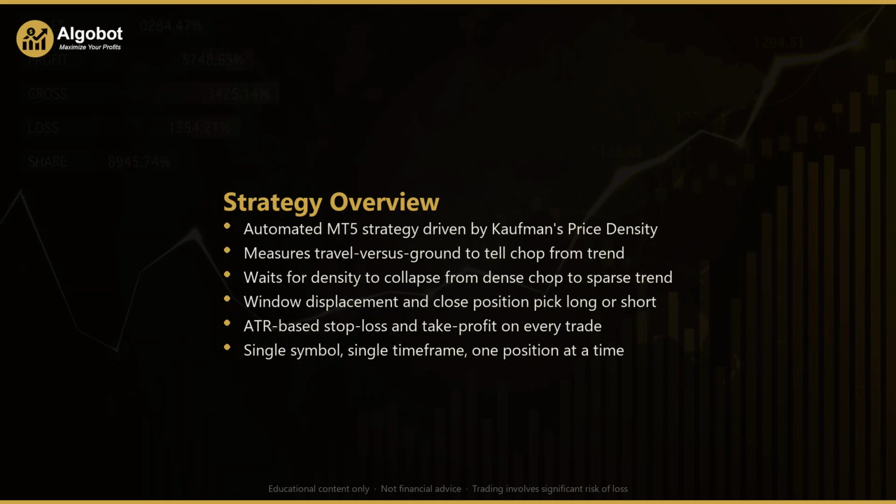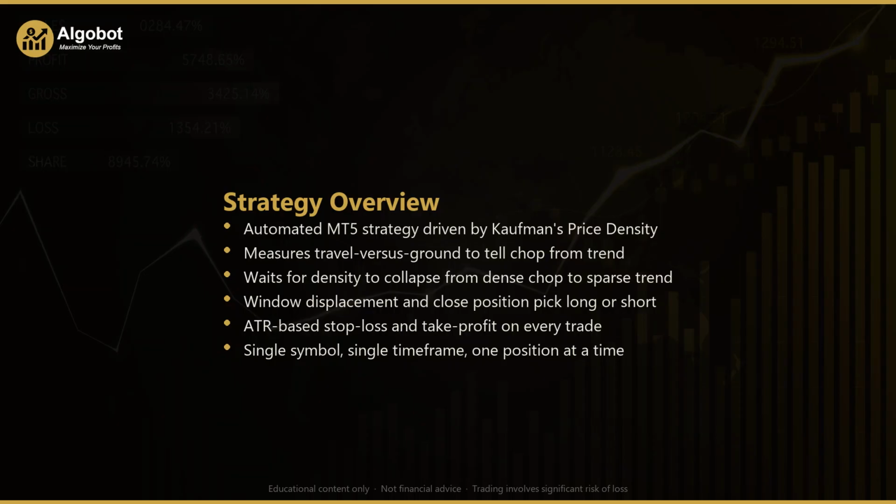Price Density Trend Breakout is an automated strategy, an expert advisor, that runs on the MetaTrader 5 platform. It's designed to study a single chart on a single time frame, and a liquid foreign exchange major such as Euro-US dollar or British pound US dollar on the 30-minute or 1-hour chart makes a sensible educational playground. The engine behind it is Kaufman's price density.